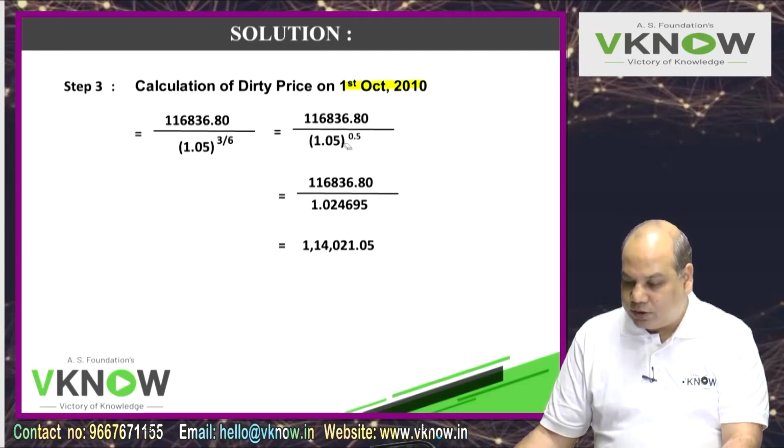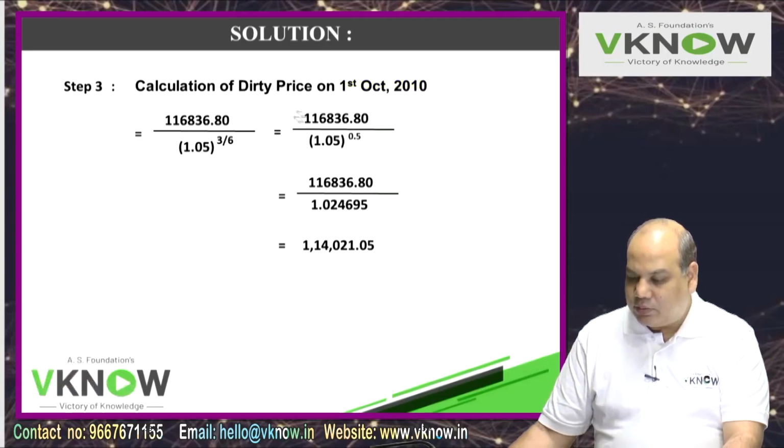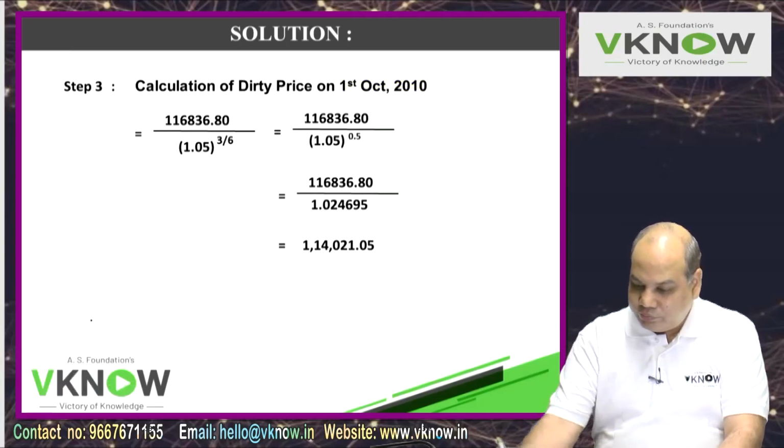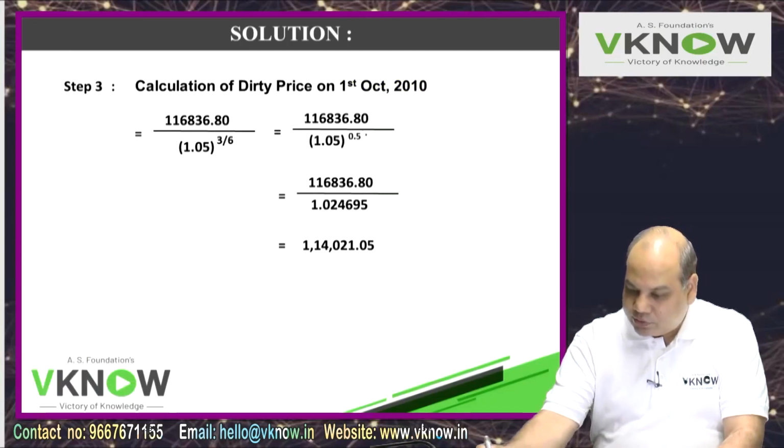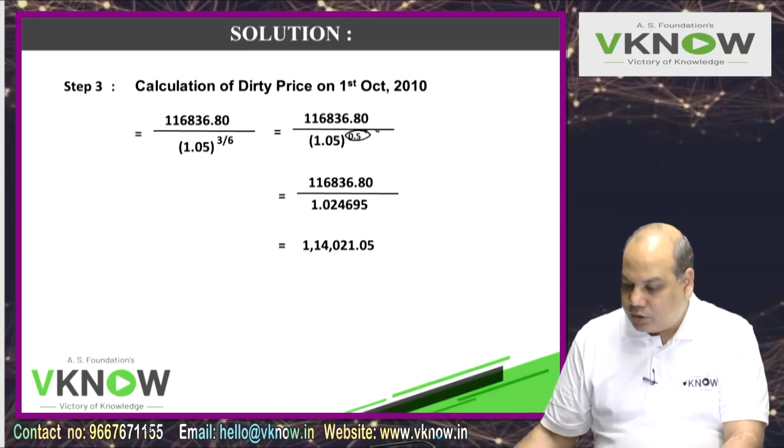Now we'll simplify this. 116836.80 divided by 1.05 to the power 1 by 2. Can I write this as 1 by 2 also? Yes, you can write this as 1 by 2. This 3 by 6 can be written as 1 by 2. Now 1 by 2 means you have to take the square root.